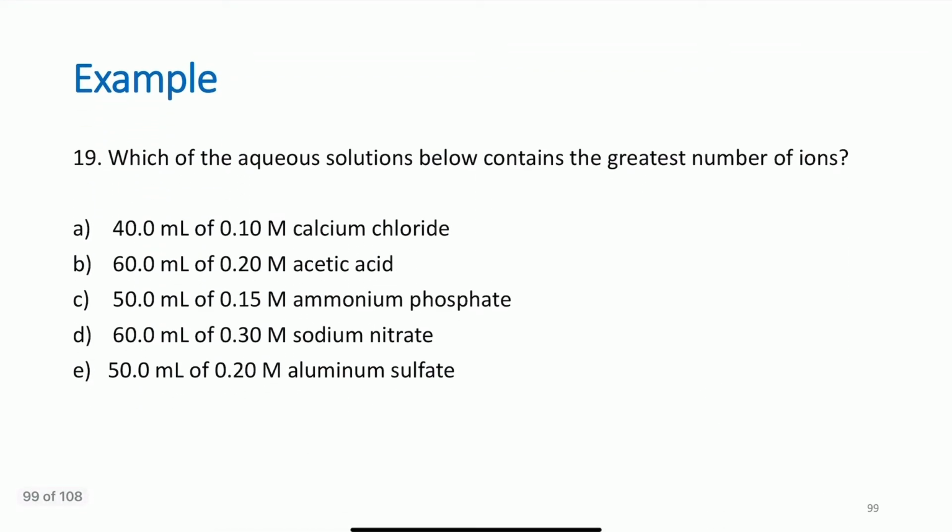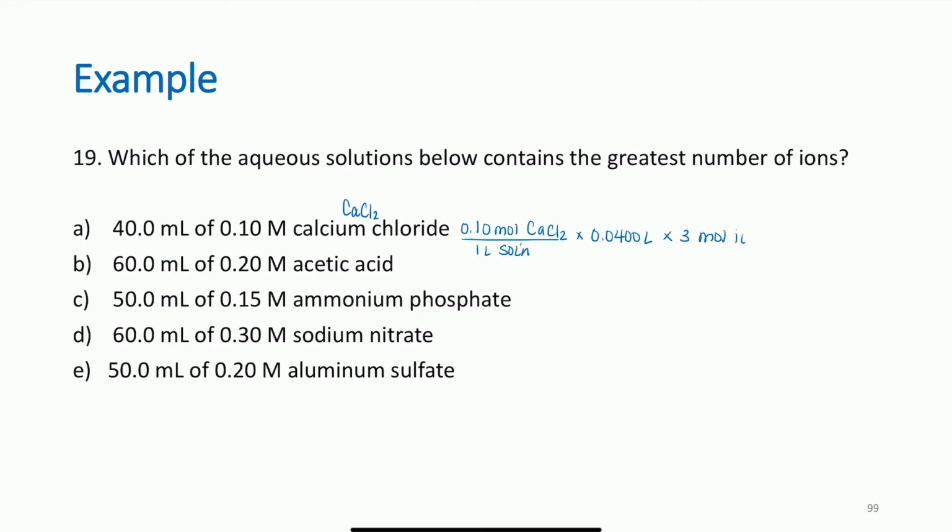Which of the aqueous solutions below contains the greatest number of ions? The way to think about this is to think about how each one splits up. So calcium chloride, CaCl2. I have a 0.1 molar solution. So I have 0.10 moles of CaCl2 per 1 liter of solution. I have 40 milliliters of that, which is 0.0400 liters of solution.